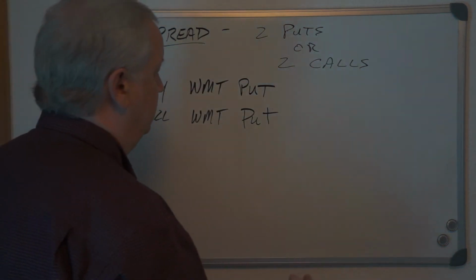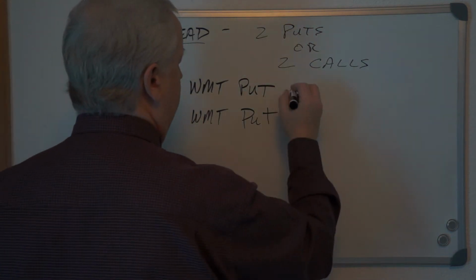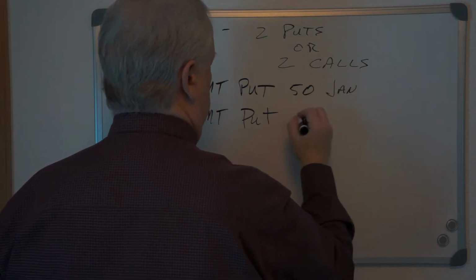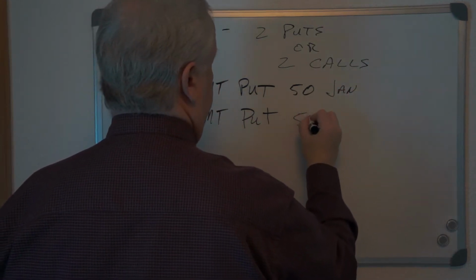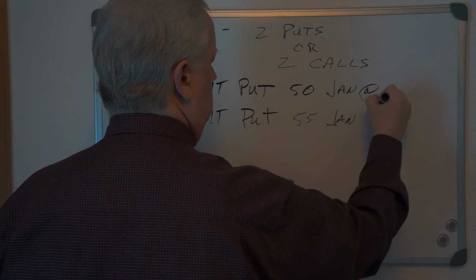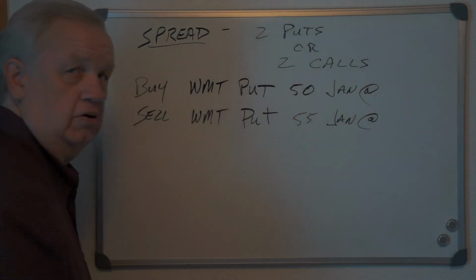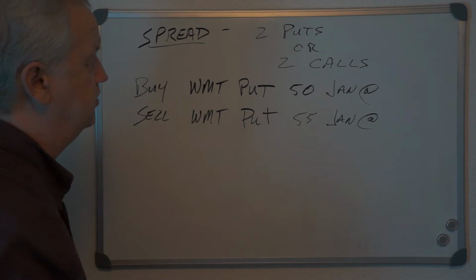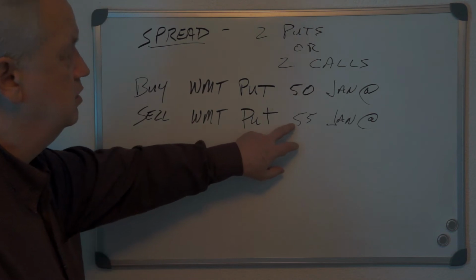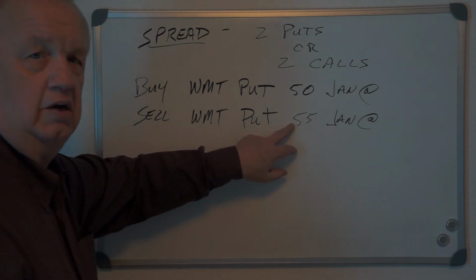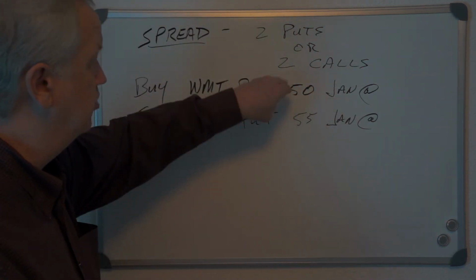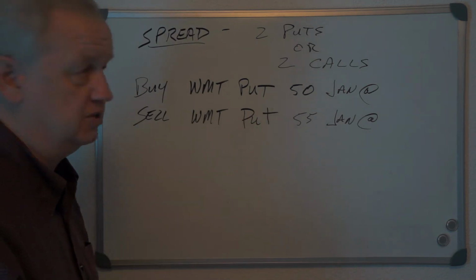Okay? Now, we just have to figure out which ones. So let's just make it up. 50, January. 55, January. Here's another question right now. We got to answer this. Which one's more expensive? This one. This gives somebody the right to sell their stock at 55. It doesn't matter where the price is. They're going to get a much better price than this one. So this one is going to be more expensive.